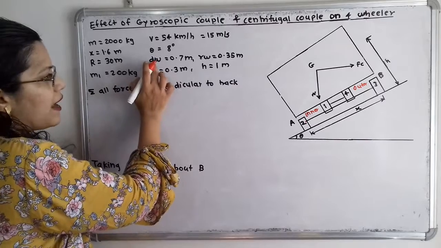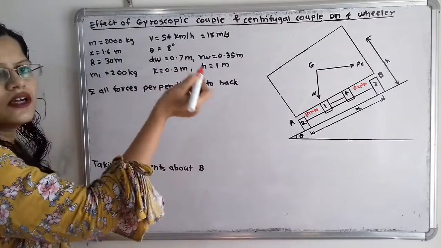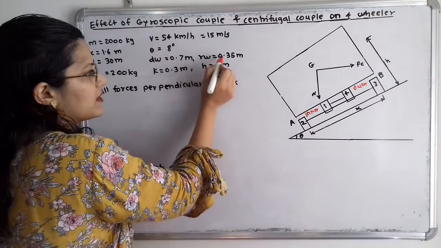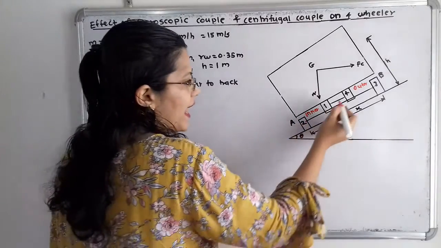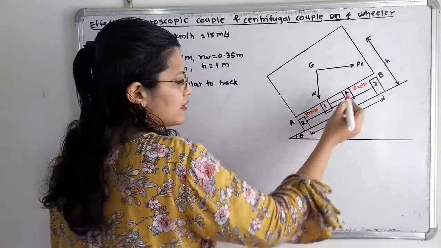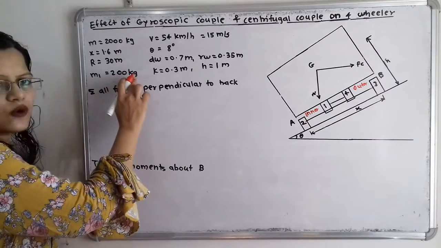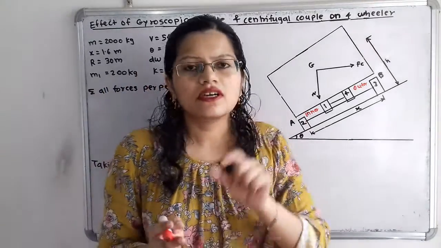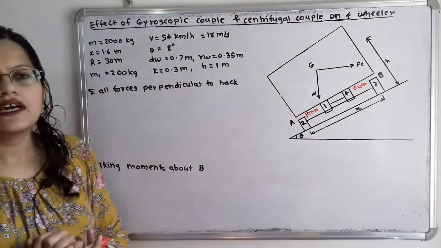Then the diameter of the wheel is given. This wheel has a diameter of 0.7 meter. Here we will use the suffix w. So the radius of that wheel is 0.35 meter. Then this axle: the weight of the axle with these wheels, that is the axle connecting wheels 2 and 3, is m1, 200 kilogram. Then the radius of gyration. The wheel is rotating about some radius, and that radius of gyration is also given, that is 0.3 meter.